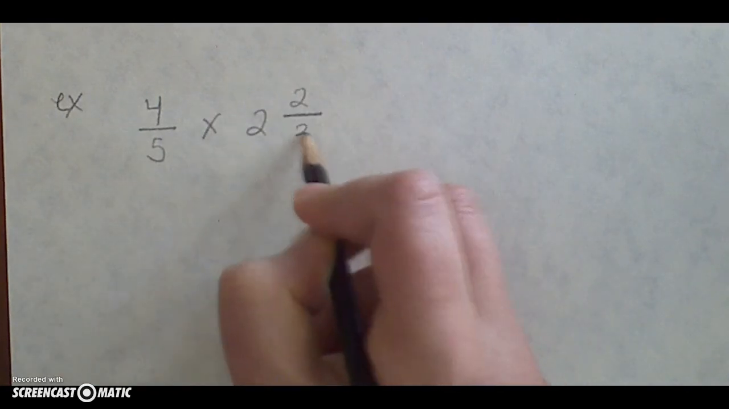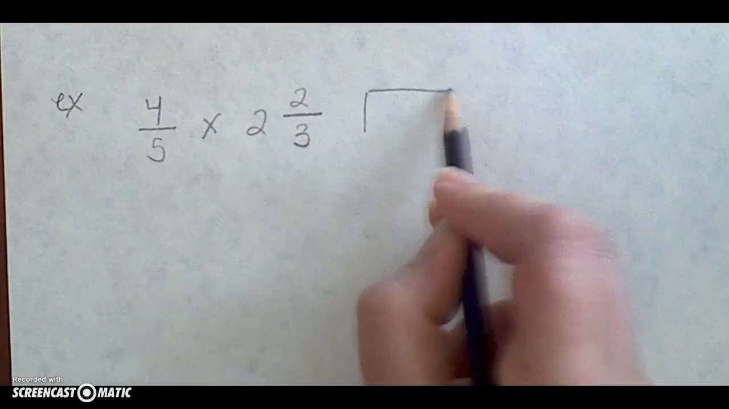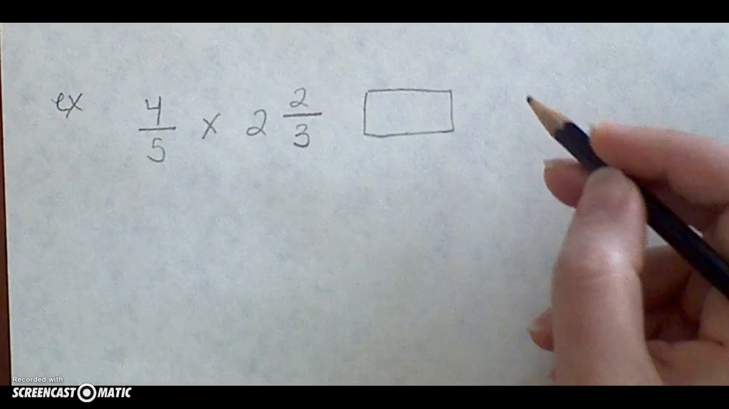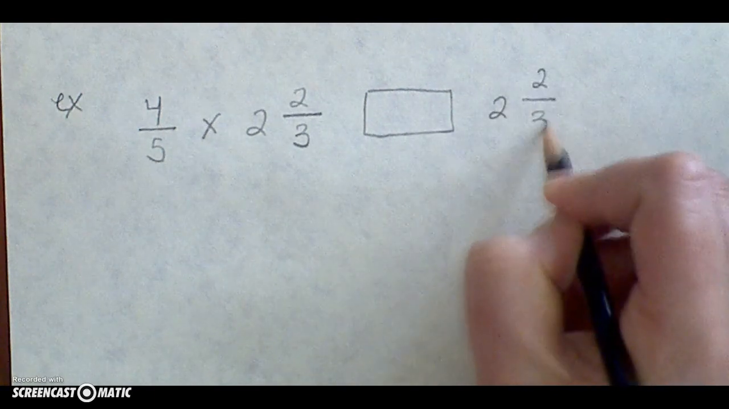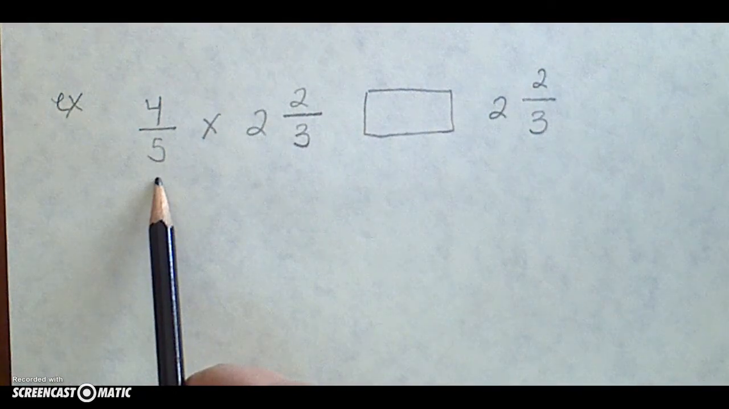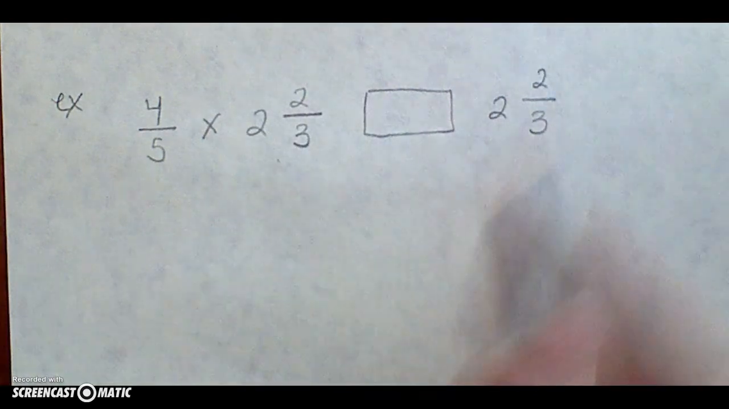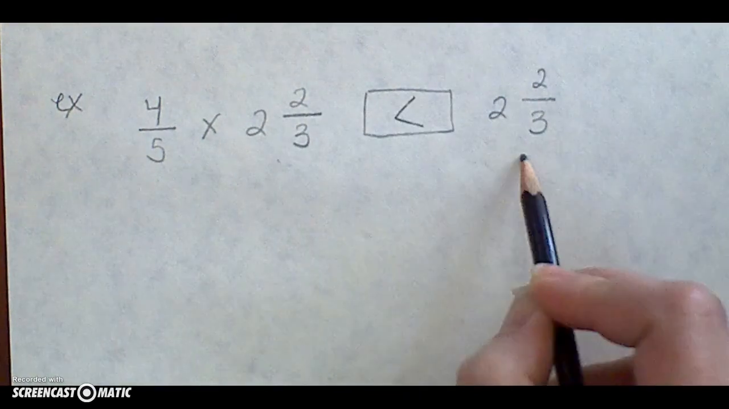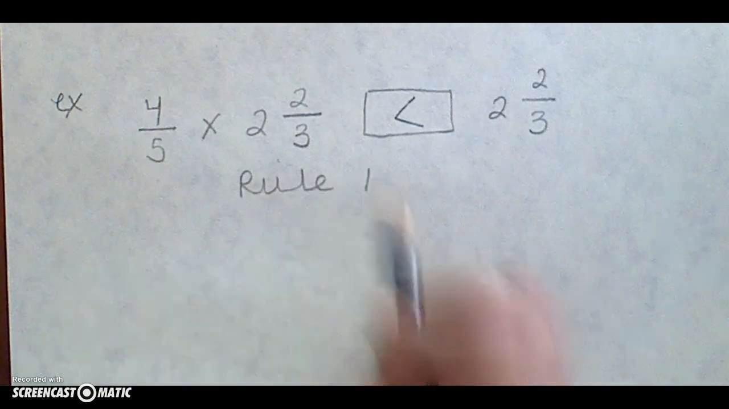The next example is going to be 4/5 times 2 2/3. Okay, I'm going to decide if that's going to be greater than, less than, or equal to 2 2/3. So if I multiply 4/5, which is less than 1, times 2 2/3, then my answer is going to be less than 2 2/3, and that is explained to me by Rule 1.